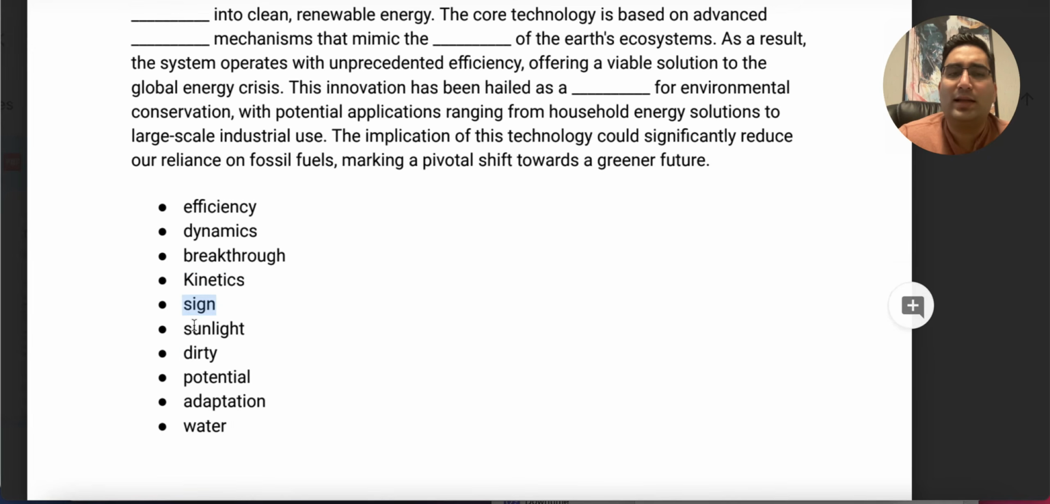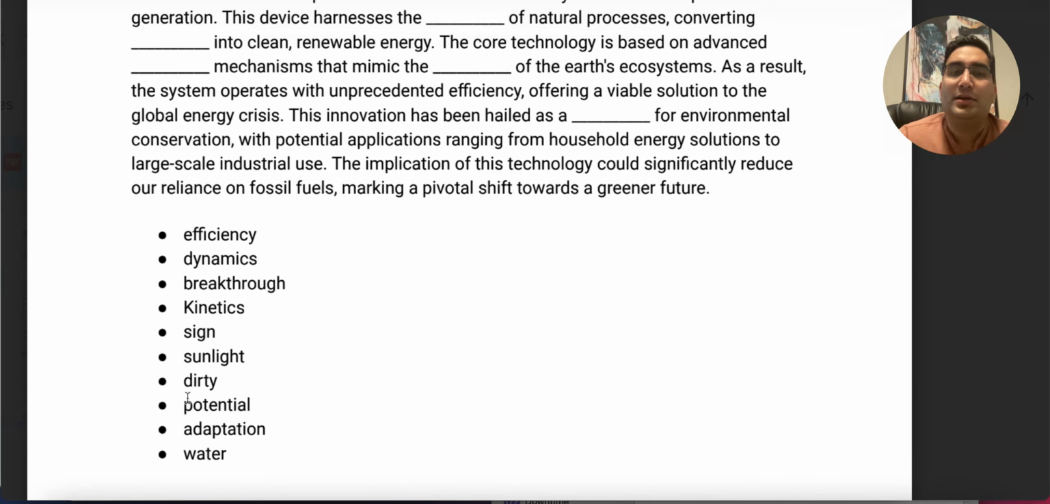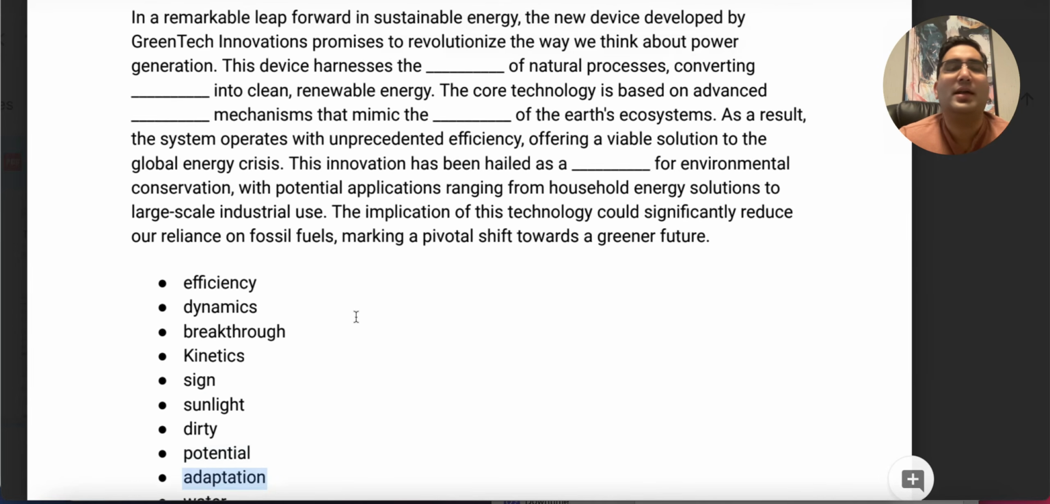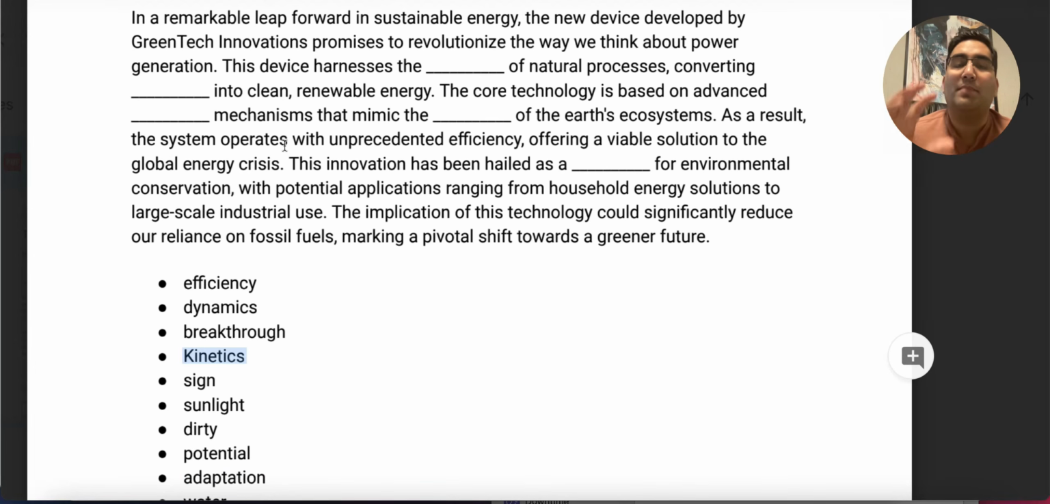Sign mechanisms doesn't make sense. These sunlight, water wouldn't go here. It's in the previous option. Dirty mechanisms, no. Potential is taken, and adaptation, again, no mention of change here. So we can confidently put kinetics mechanisms. That is just the way the mechanism works, that the way the kinetics work would be called a mechanism because it's a process. So we will put that here. That is the correct answer.